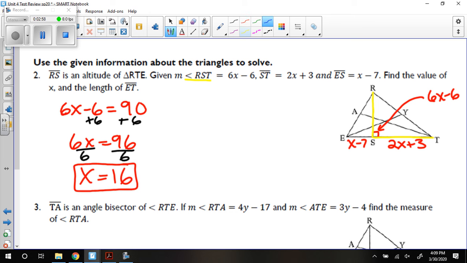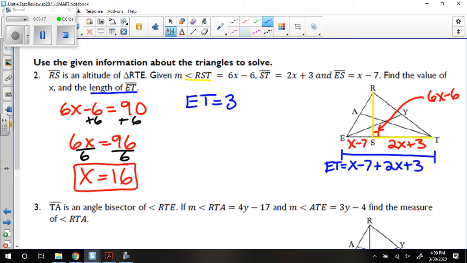Now, you are also told to find the length of ET. So from E to T, that's going to be x minus 7 plus 2x plus 3. That's what E to T is going to equal. So ET, if I combine my like terms, is 3x minus 4. To figure out the length of ET, I can plug in my x, which is 16. And you get that ET is 44.